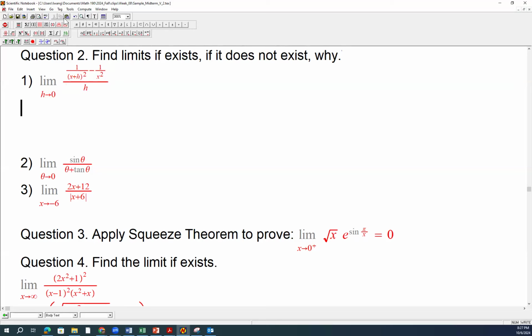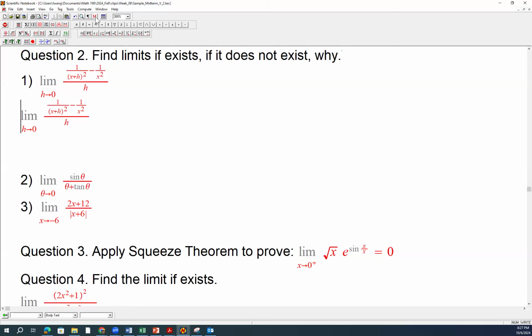So this limit is a complex fraction situation. We cannot apply limit laws because that will cause the denominator to equal 0. So we have to manipulate something algebraically. The common denominator is (x plus h) squared multiplied by x squared. So this numerator is going to be the same as the denominator. So we have a constructed 1. Anything times 1 stays the same.